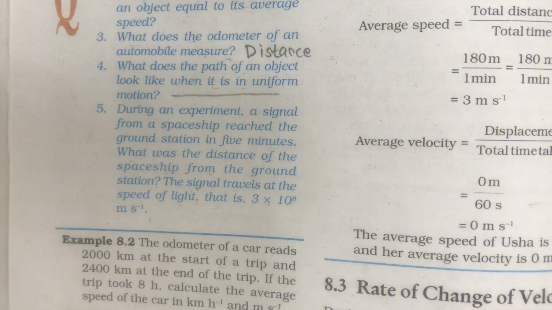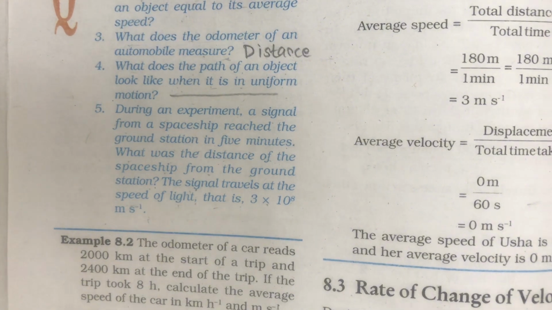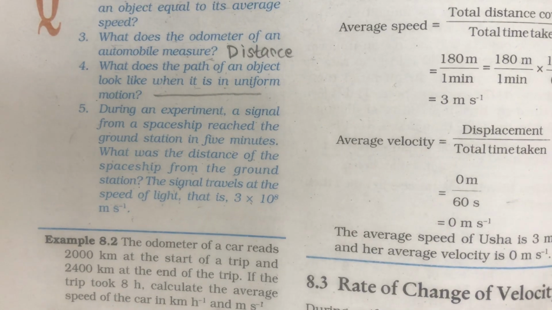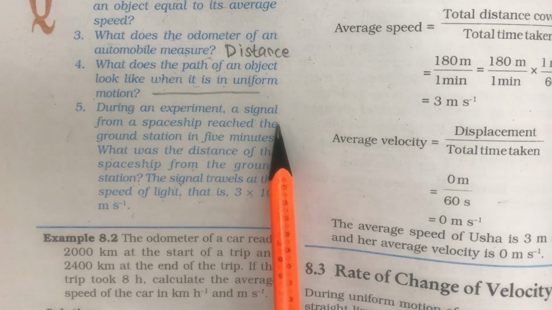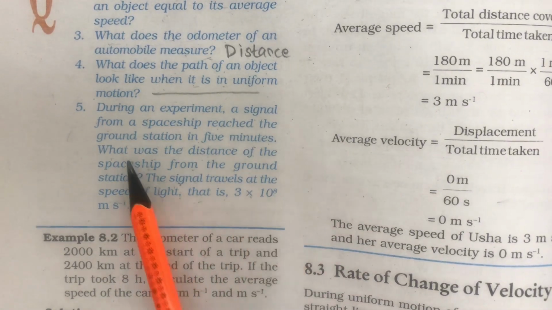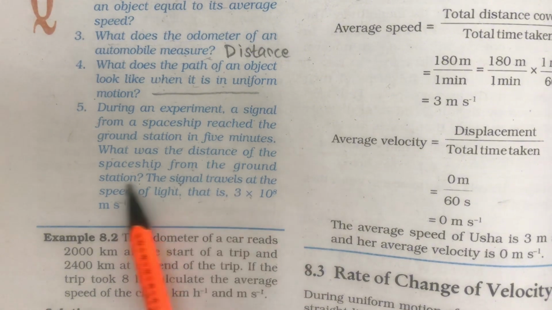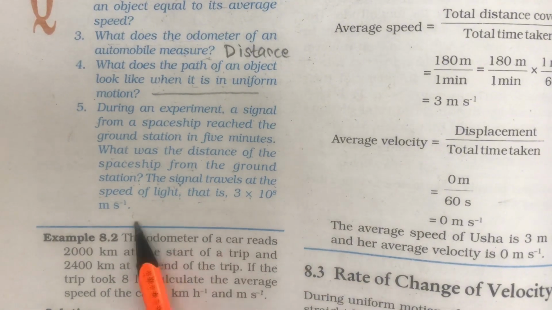So our next question is, this is page number 102 of the physics motion chapter. During an experiment, a signal from a spaceship reached the ground station in 5 minutes. What was the distance of the spaceship from the ground station? The signal travels at the speed of light, that is 3 into 10 raised to 8 meter per second.